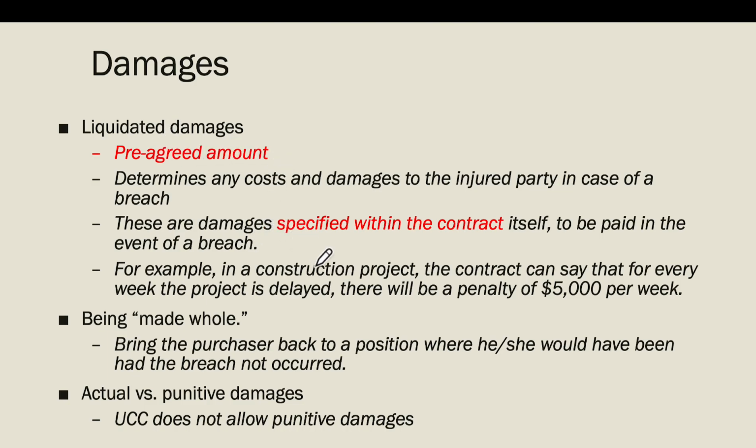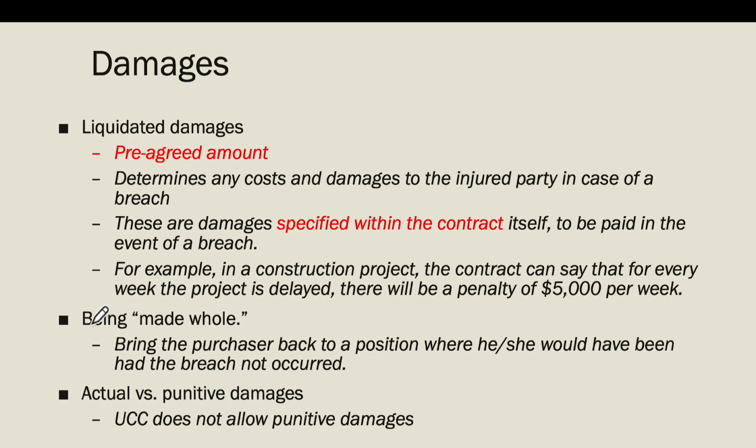For example, in a construction project, the contract can say that for every week the project is delayed, there will be a penalty of $5,000 per week. And when this is defined upfront in the contract, that would be an example of liquidated damages.